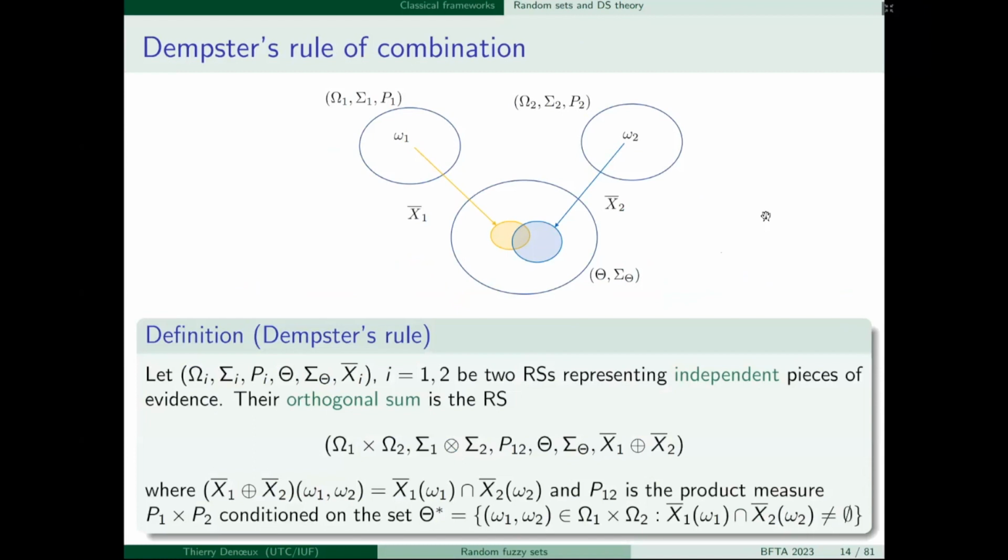So the set of pairs omega 1, omega 2 that are consistent, and P12 is the product measure conditioned on this set of pairs that don't have disjoint images. We denote this combined random set like this. From this perspective, I put the emphasis on random sets, but basically it's equivalent to reason with random sets or to reason with belief functions.